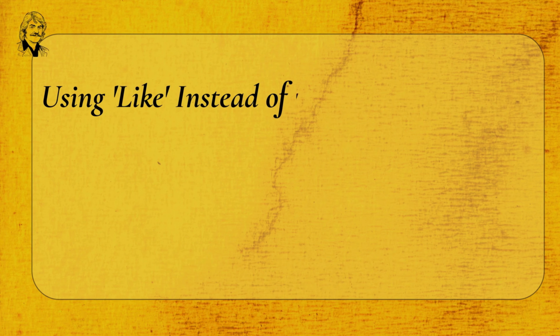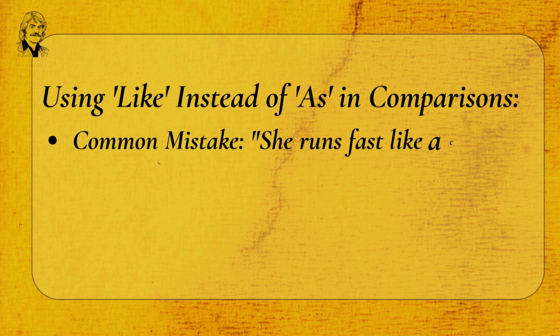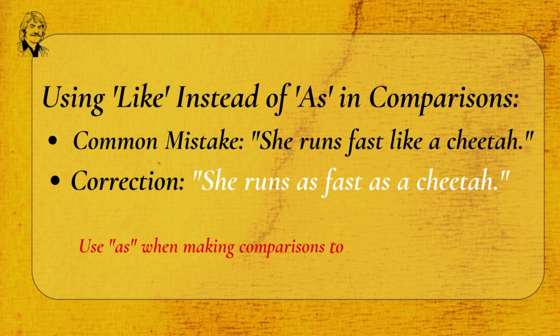Using like instead of as in comparisons. Common mistake: She runs fast like a cheetah. Correction: She runs as fast as a cheetah. Use as when making comparisons to indicate similarity.